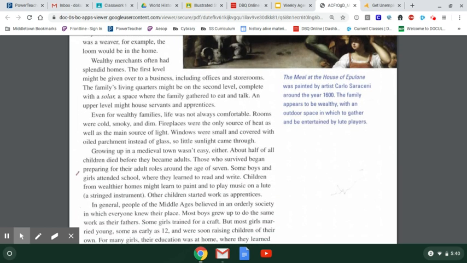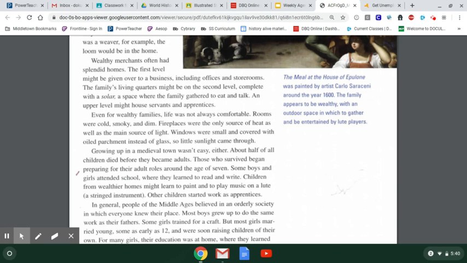Wealthy merchants often had splendid homes. The first level might be given over to a business, including offices and storerooms. The family's living quarters might be on the second level, complete with a solar, a space where the family gathered to eat and talk. An upper level might house servants and apprentices.